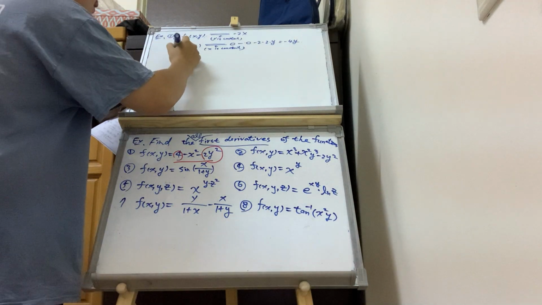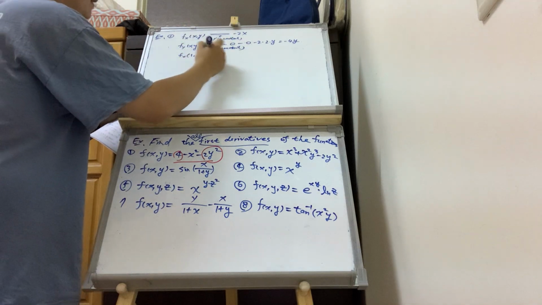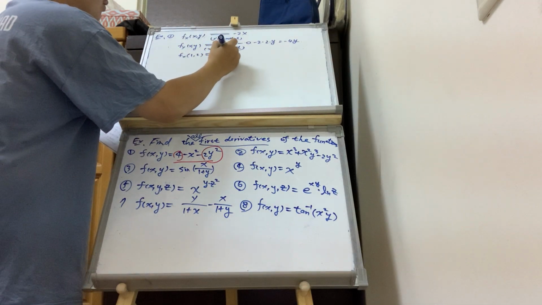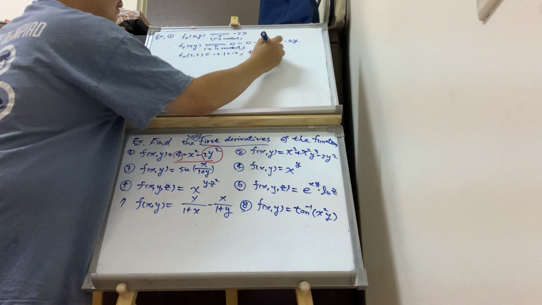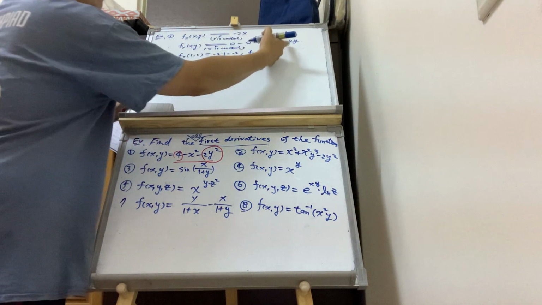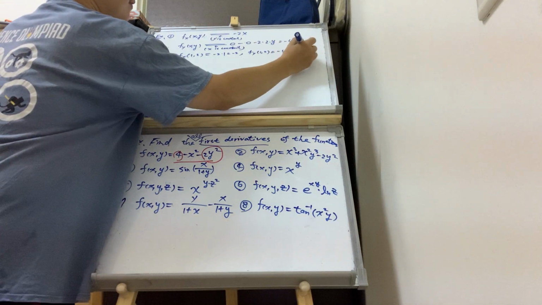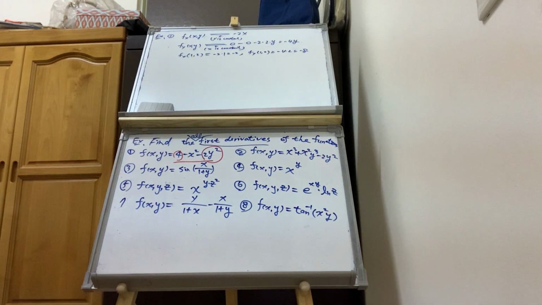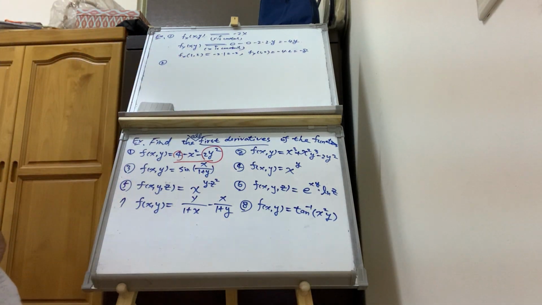And for example, f sub x at (1, 2): just plug in the value, negative 2 times 1, so it's negative 2. And f sub y at (1, 2) is exactly just plug in the value 2, so it's negative 8. This is the first example.